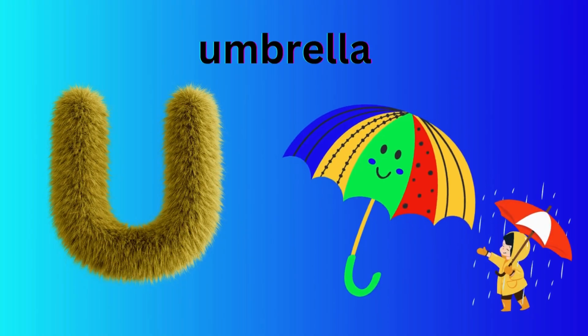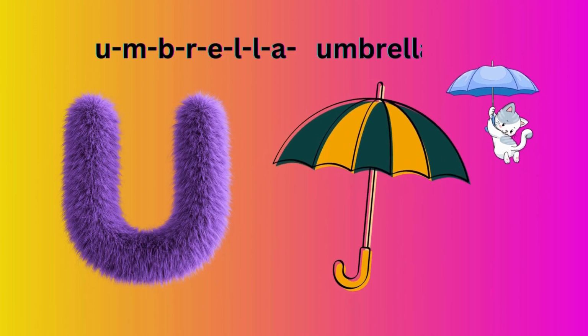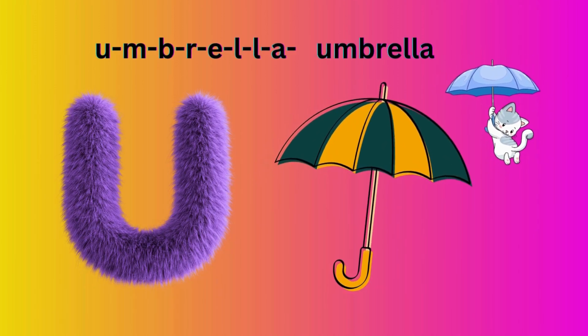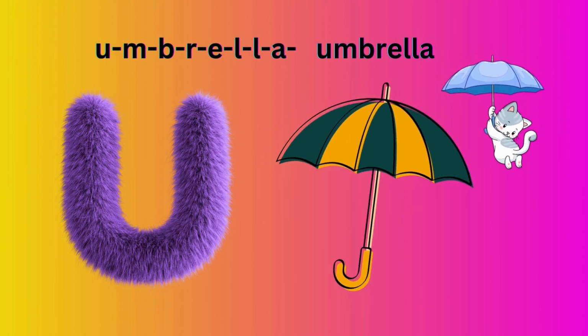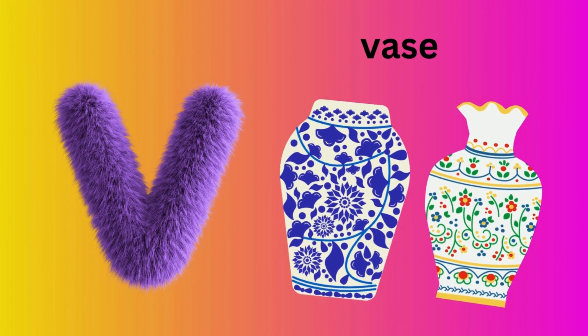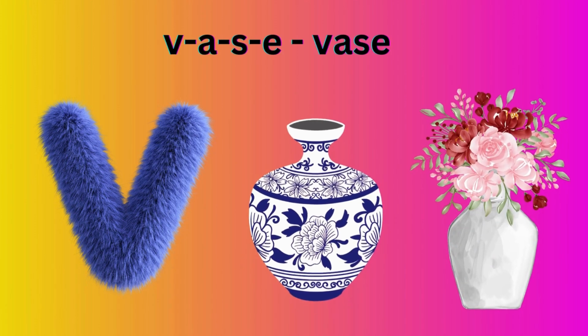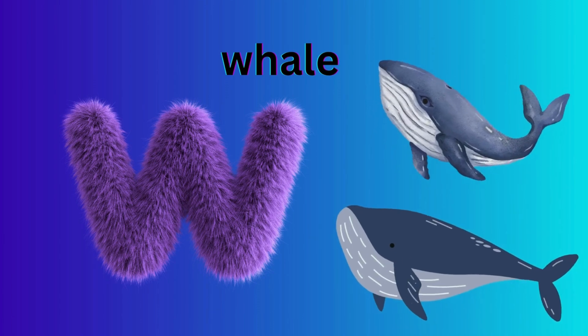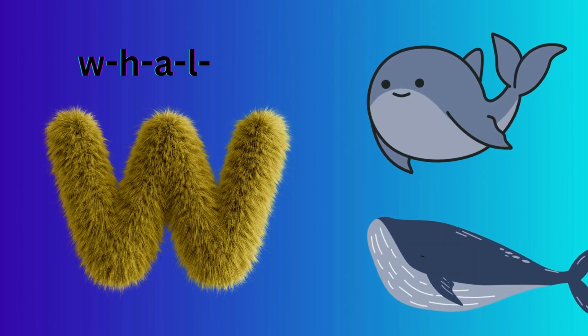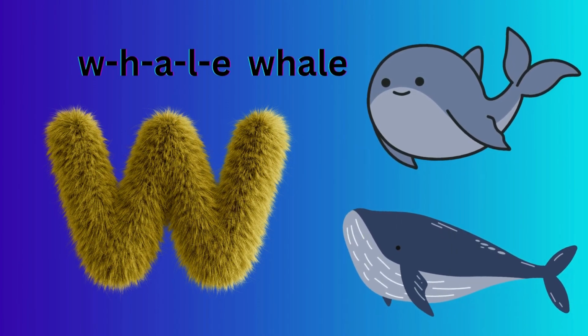U is for umbrella. U, M, B, R, E, L, L, A. Umbrella. V is for vase. V, A, S, E, vase. W is for whale. W, H, A, L, E.